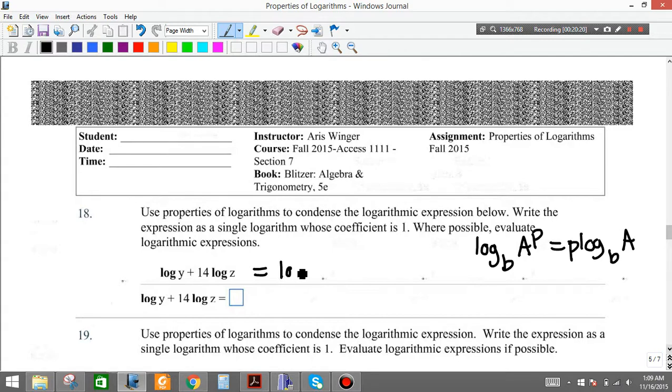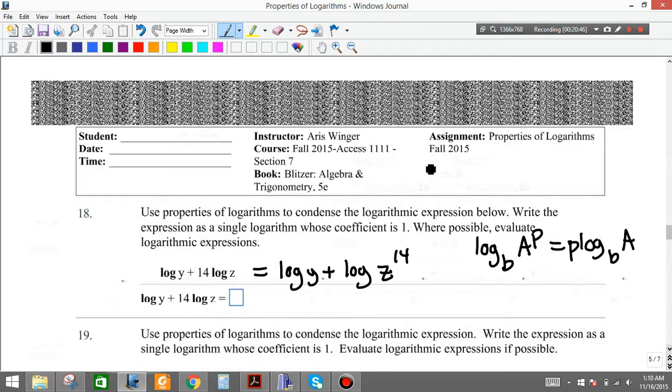That this is equal to log of y, and then instead of having the 14 out front, we're going to pull it back. And the reason is because we want to collapse these two separate logs into one log. So log of y plus 14 log of z, I can then write, instead of 14 log of z, log of z to the 14th, pulling the power back up on the letter.